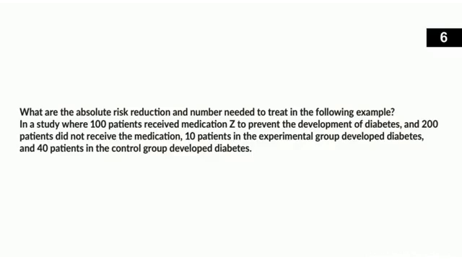Go ahead and look at your study guide again. What's the absolute risk reduction and number needed to treat in the following example? In a study where 100 patients received medication Z to prevent the development of diabetes and 200 patients did not receive the medication, 10 patients in the experimental group developed diabetes and 40 patients in the control group developed diabetes. I want you to pause the video and try to work that out. Don't take more than 1 or 2 minutes. And then we'll go back over it together.